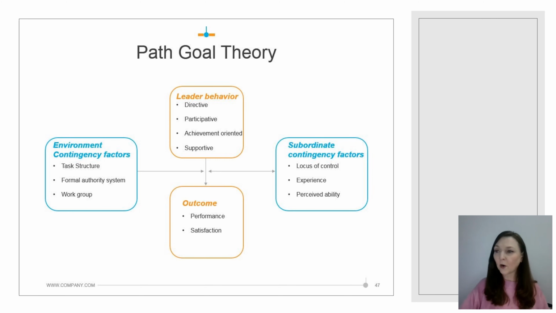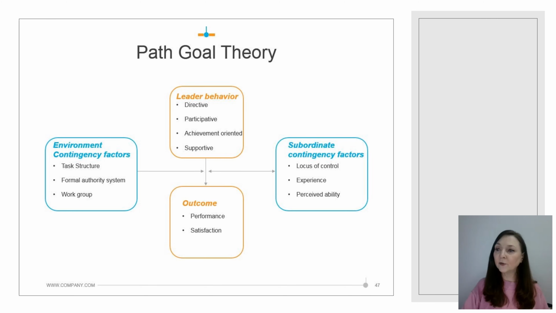The model has two parts: situational factors and environmental factors. The subordinates' situational characteristics are varying needs, abilities, and preferences. Leaders should be flexible and be able to change their leadership style to adapt to follower requirements.